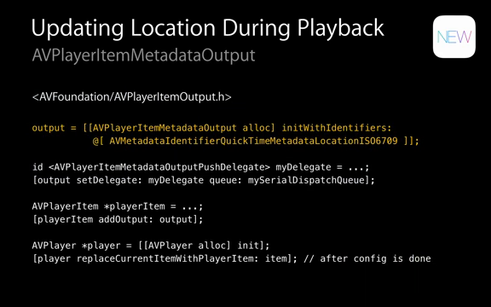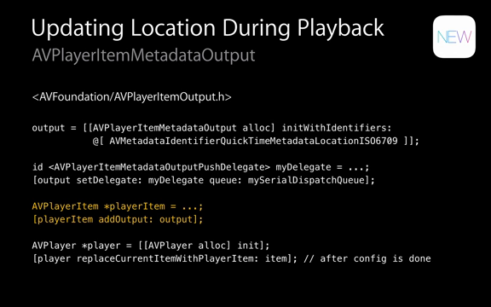So a little bit of code. You first create your metadata output using the initWithIdentifiers method. And in this case, we're only interested in metadata that has that location identifier. So that's all we're going to get by opting into this way. Then you create a delegate that you define, and that's what's going to receive the metadata during playback. And you set that delegate on your output and tell us what queue you want us to send the data on.